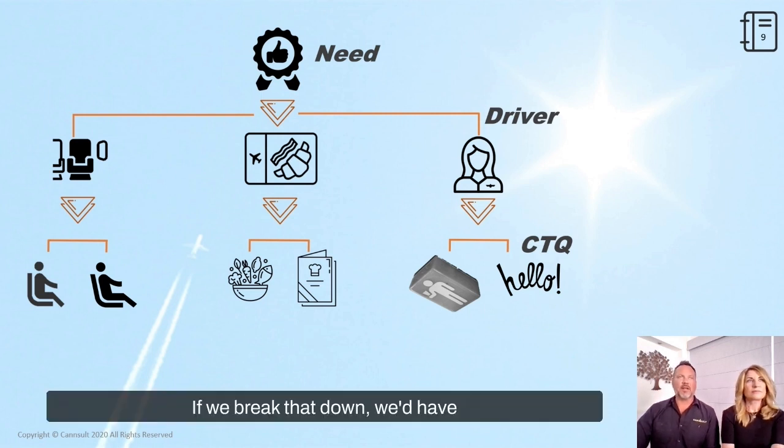If we break that down, we'd have to assess what we mean by that. Well, we'd like the seat to be comfortable. We want good food. We'd like to have good service. We're getting more granular, but still not to the point of measurable. So let's get into a little bit more detail. What do we mean by comfortable seats?